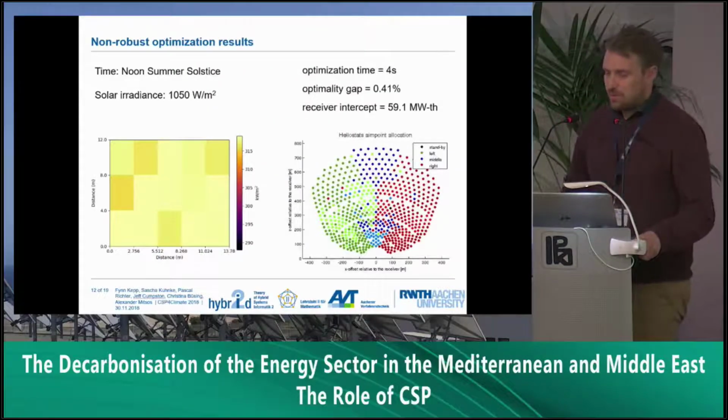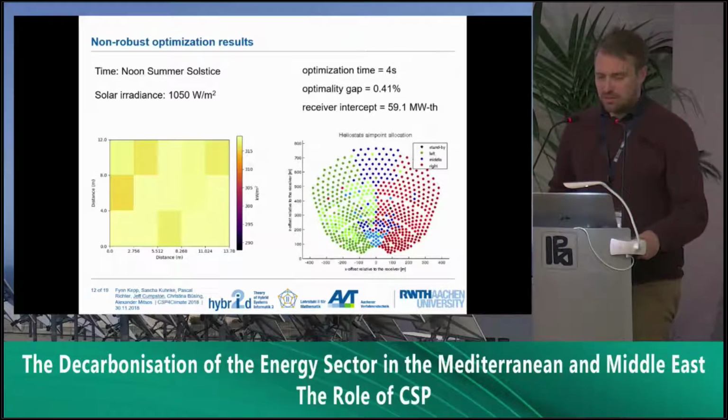So when we run our simulation, in this case, the optimization time is fairly quick. It's 4 seconds. We have an optimality gap of 0.41%, and what that means is that we can be sure to within 0.41% that this is the globally optimal solution. The receiver intercept that we achieve in this case is 59.1 megawatts thermal, and I should mention that the time of day is noon at summer solstice, and the solar irradiance was 1050 watts per meter squared.